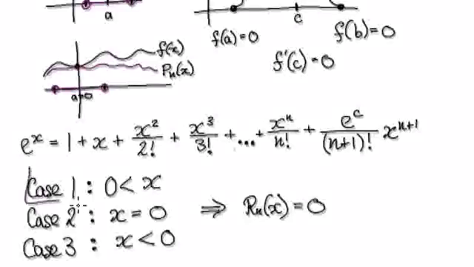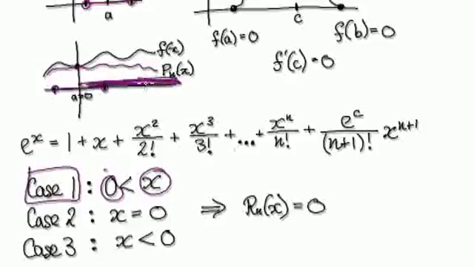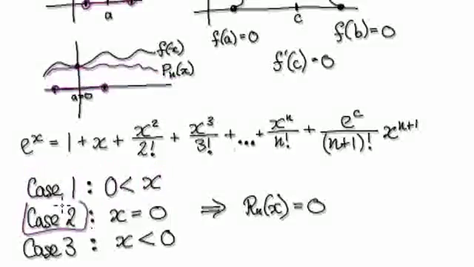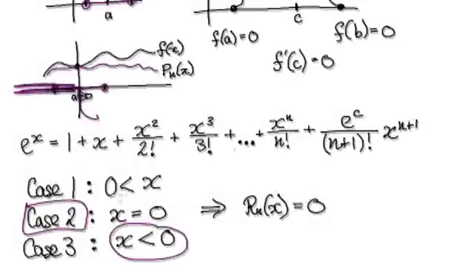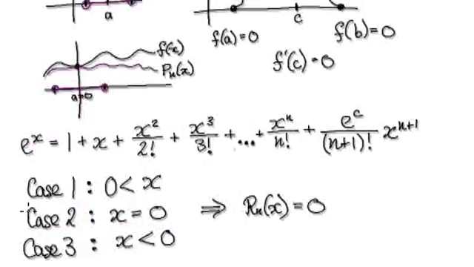Case 1 is when x is above 0. Case 2 is when x equals dead on 0, and case 3 is when x is less than 0. So we need to show that it works for all values of x. So let's just look at case 2.